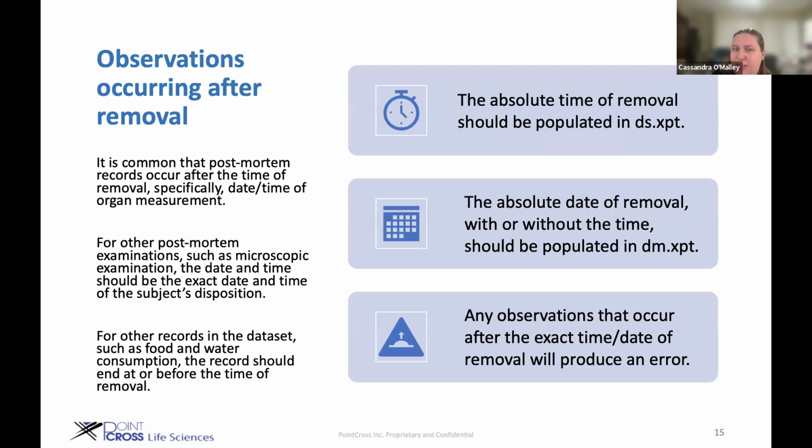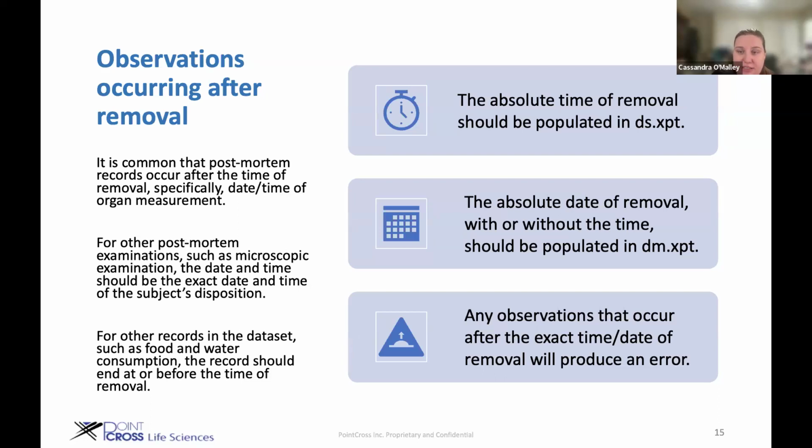Another really common one is that there are observations occurring after removal. The absolute date and time of removal is present in the DS.XBT, and many times it's only the date of removal in the DM.XBT. Any observations that occur after the exact time or date of removal will produce an error. This is not always a true error.